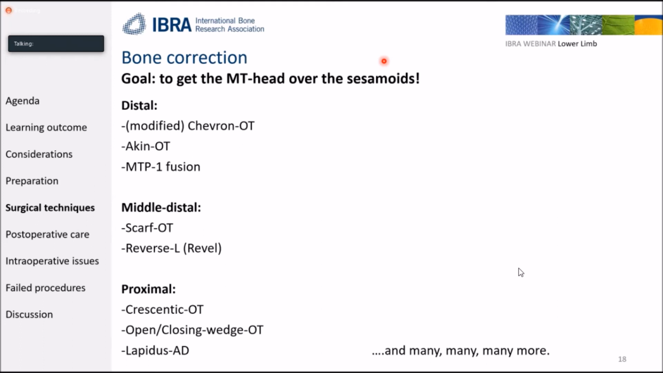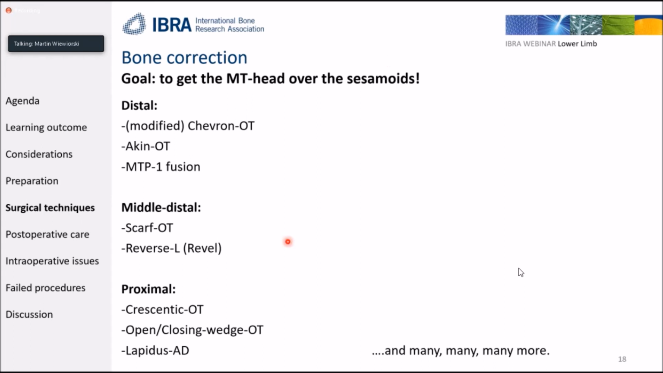Especially, at least my philosophy is, if at the end of surgery you think you need to force some extra correction out of the capsule on the medial side, you probably undercorrected it by bony correction. You haven't performed the adequate release of the sesamoids.